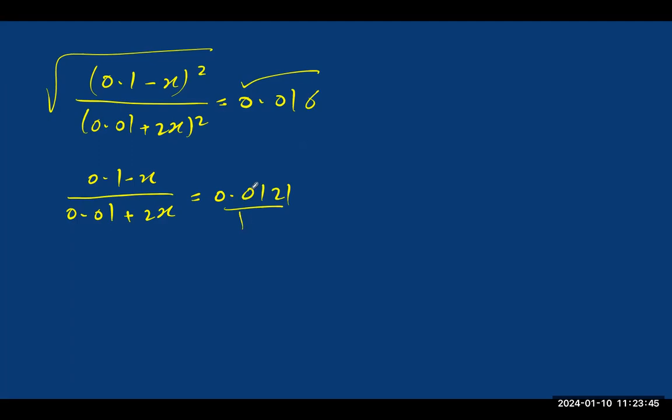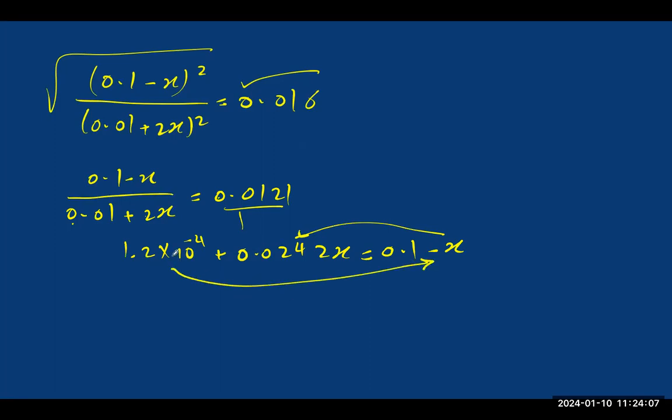And then we will solve the equation. These will be multiplied by 2 and this side will be multiplied by each other. So it will be 1.2 times 10 to the negative 4, these two multiplied, plus 0.0242x equals 0.1 minus x. Then we will send the x to this side and send this number to this side and change the sign. And we can solve for x, and x will be equal to 0.0975.